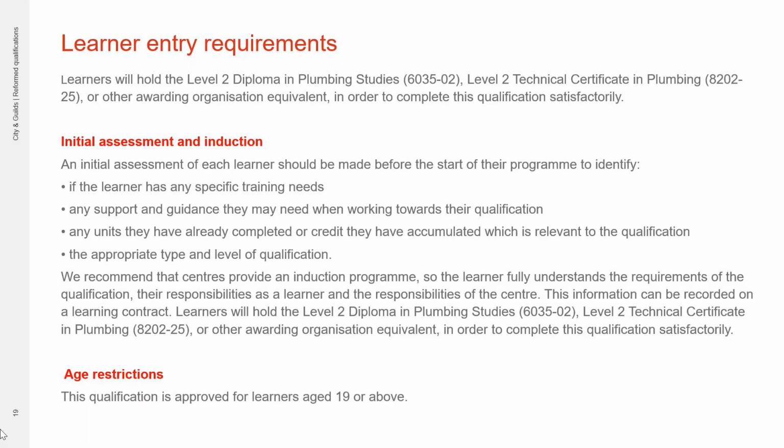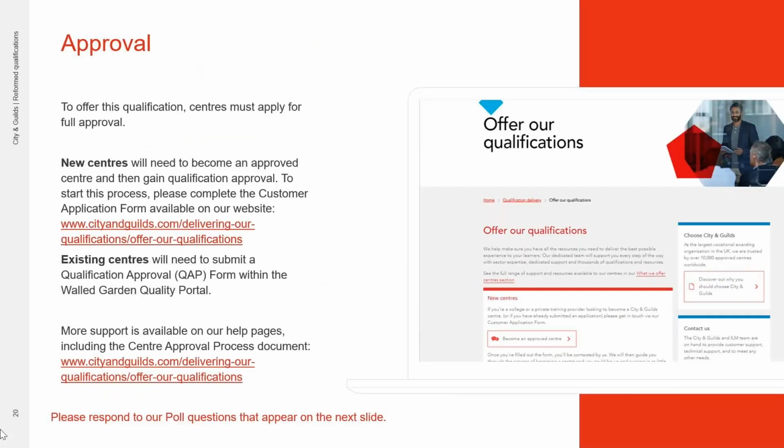Learners will hold the Level 2 Diploma 6035 or the 8202. This qualification is approved for learners aged 19 or above. So moving on to the approval process. To offer this qualification, centres must apply for full approval.